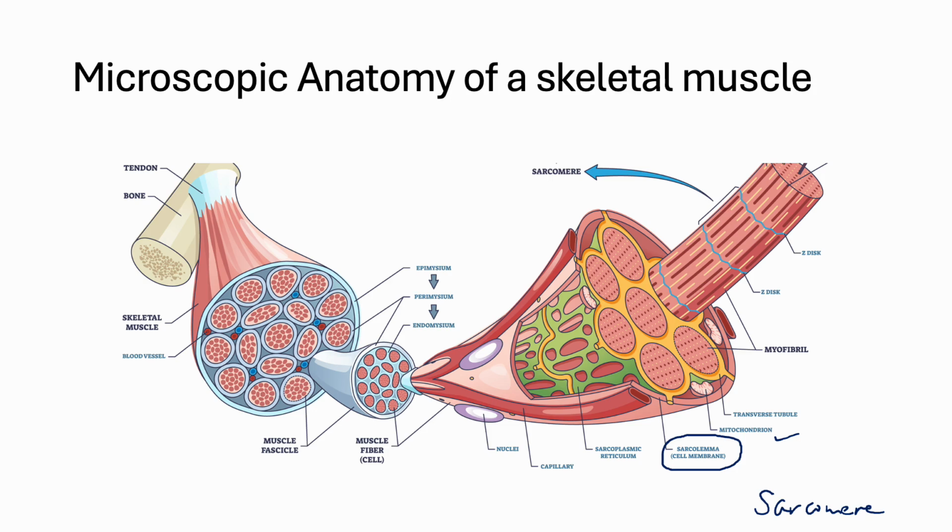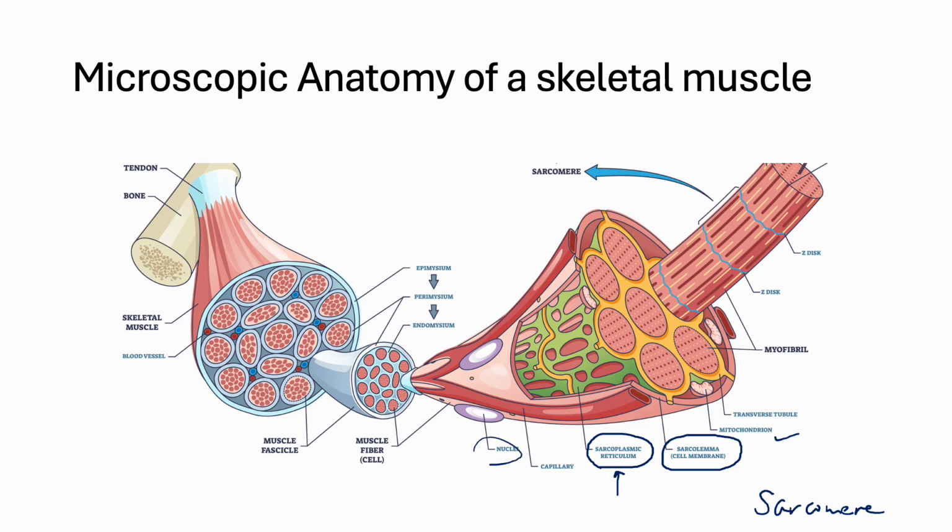Now remember that cells have something called an endoplasmic reticulum, and in a muscle cell there is a specialized endoplasmic reticulum called the sarcoplasmic reticulum. In a future video, when we talk about the actual muscle contraction and how calcium ions are released, which causes the muscle to contract, we will look specifically at how that happens in the sarcoplasmic reticulum.